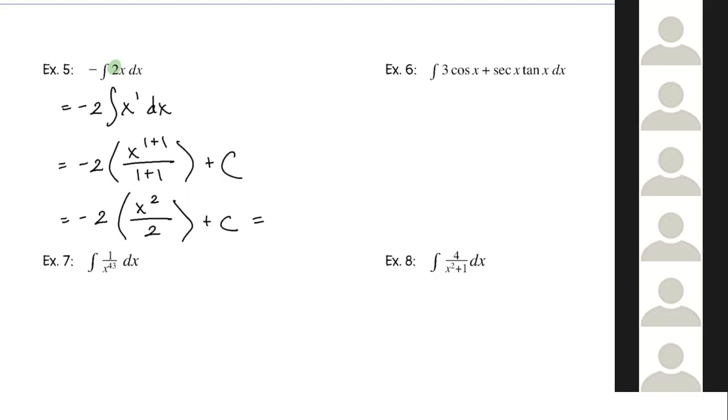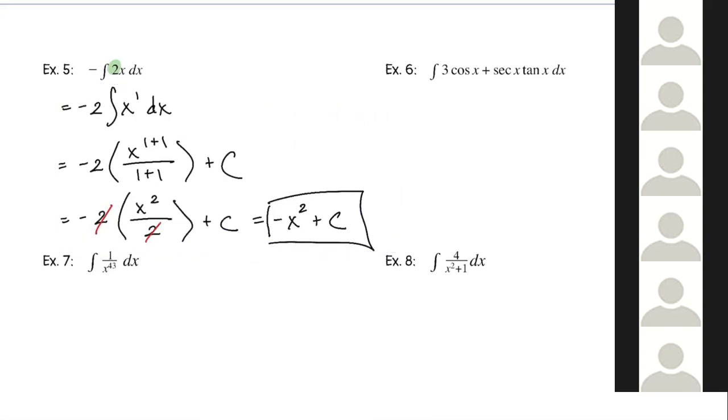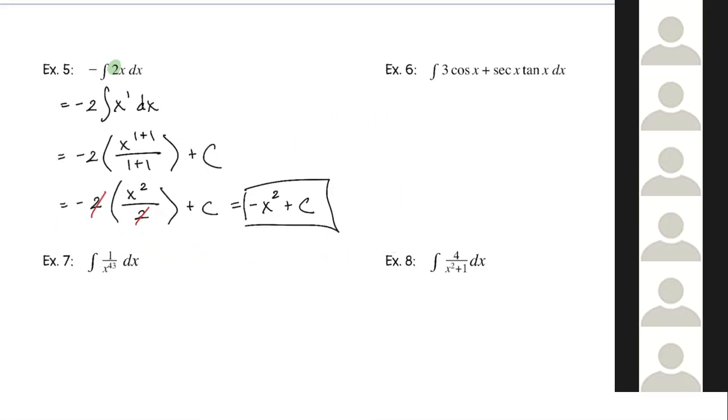And that would be just like above. We can reduce this 2 and that 2, and we'll end up with -x squared plus c. Are there any questions about using that power rule right there? That's going to be one that's really fundamental for us.